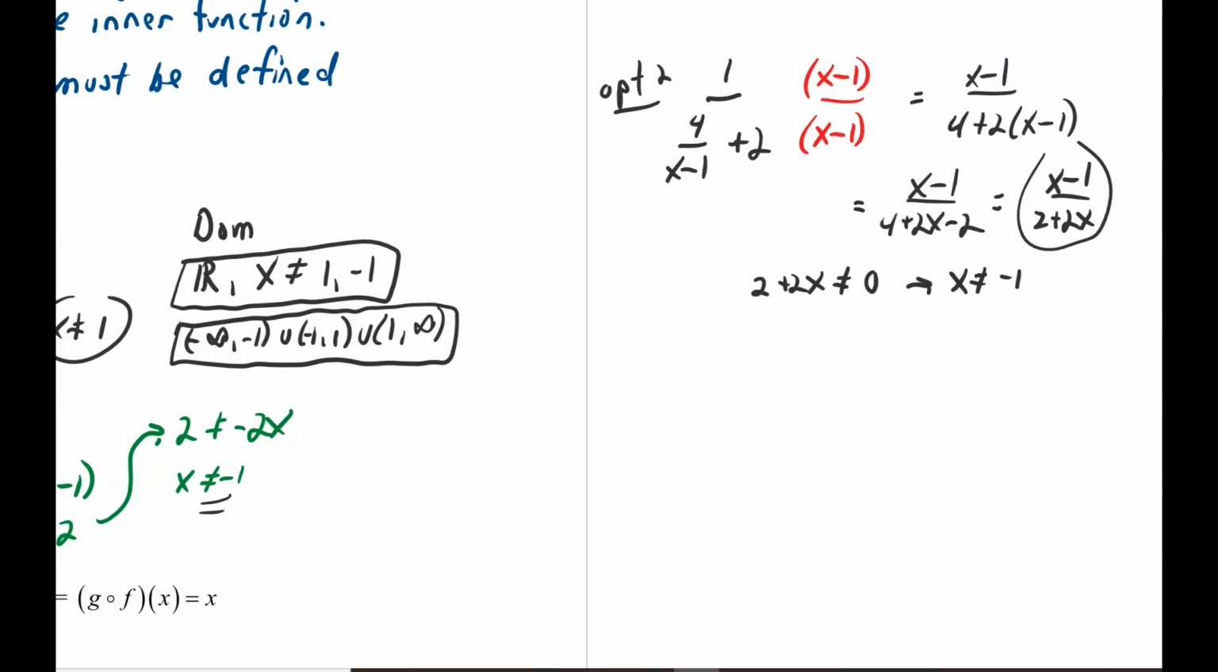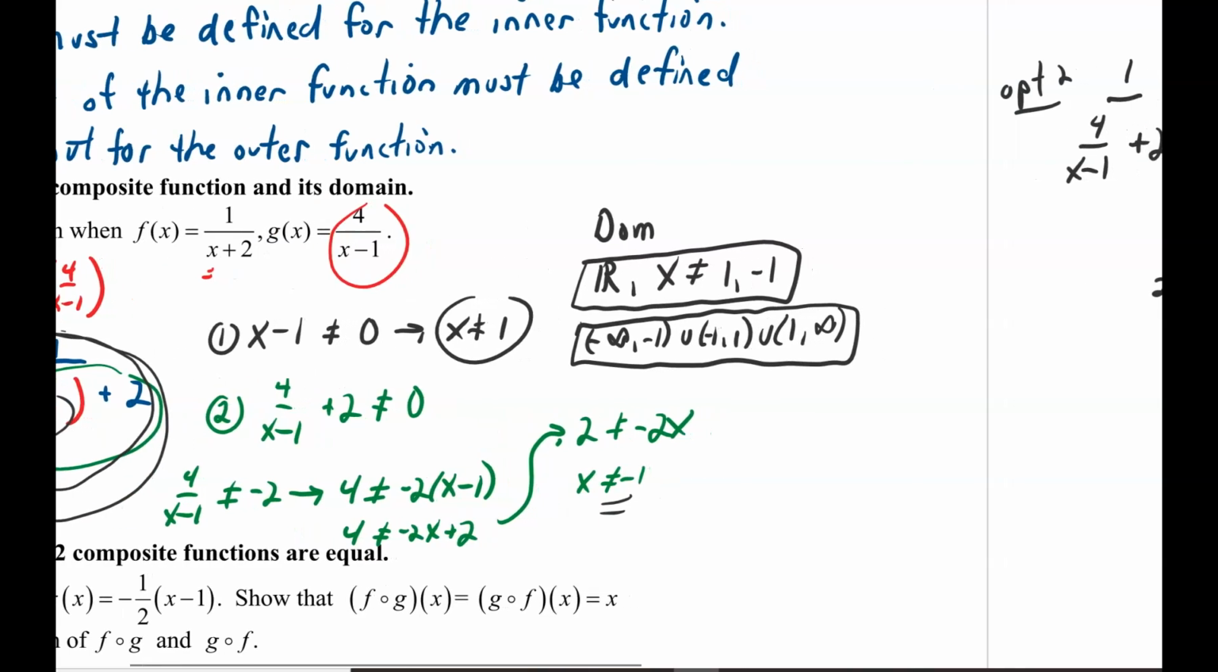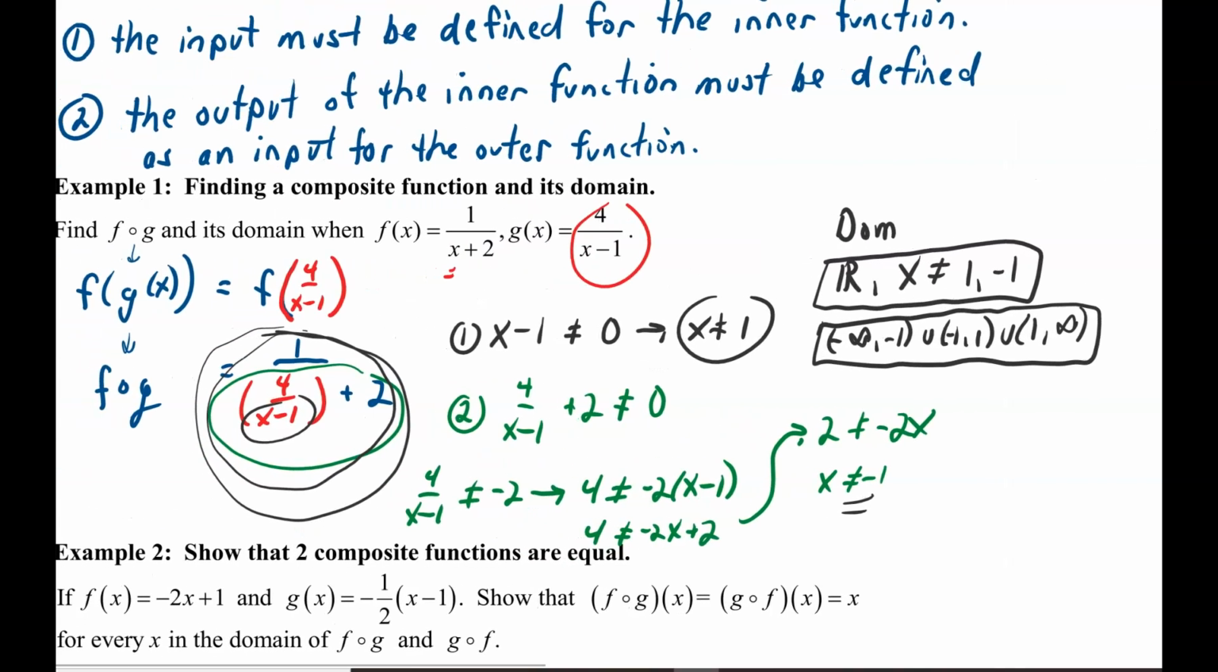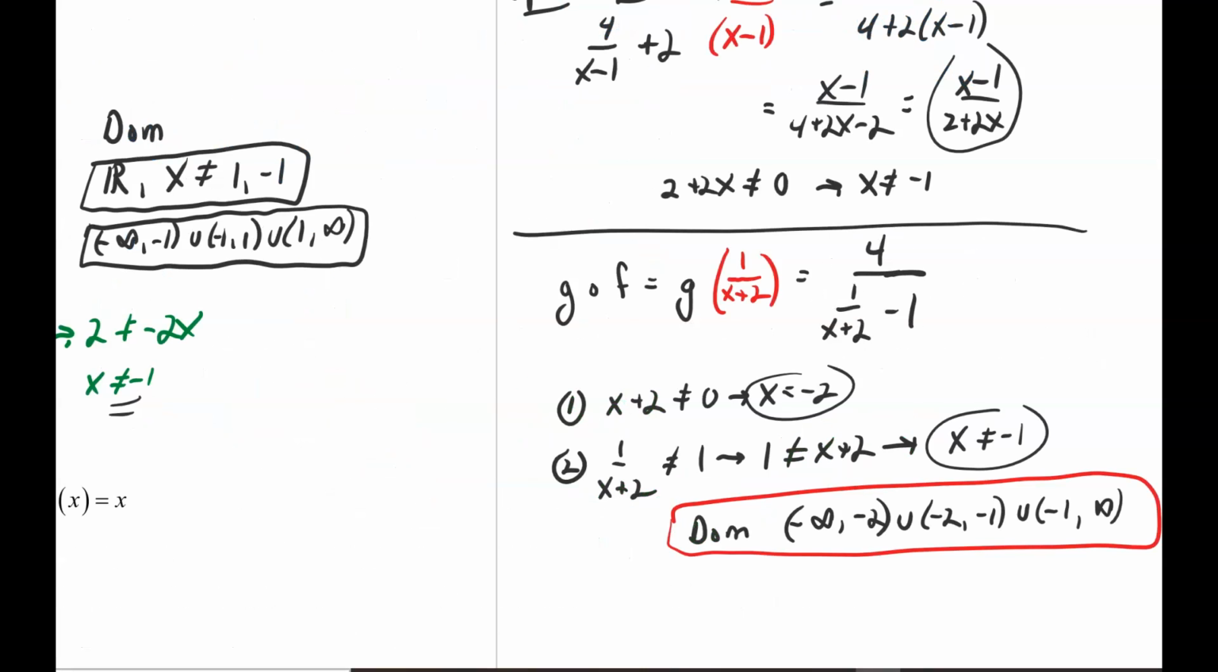All right, so what I'd like you to do now is that we found f circle g. Why don't you try to find the domain of g circle f? The domain of g circle f. Okay, so there we go. We just replaced x with 1 over x plus 2 and found the two restrictions from the two denominators.